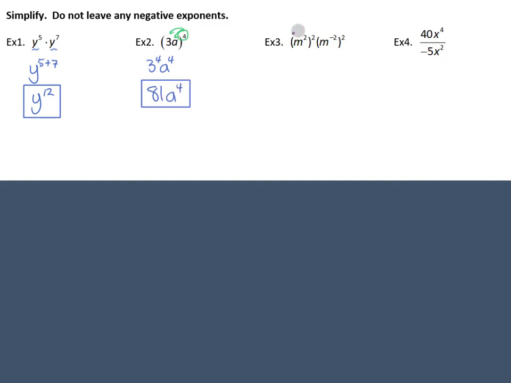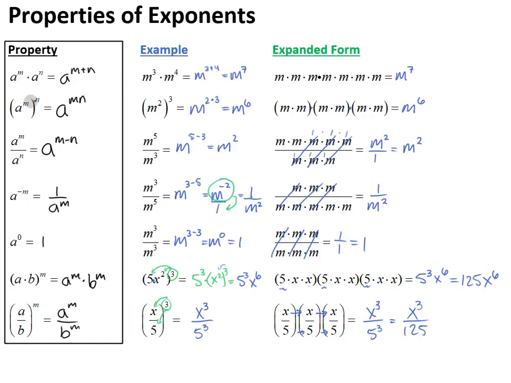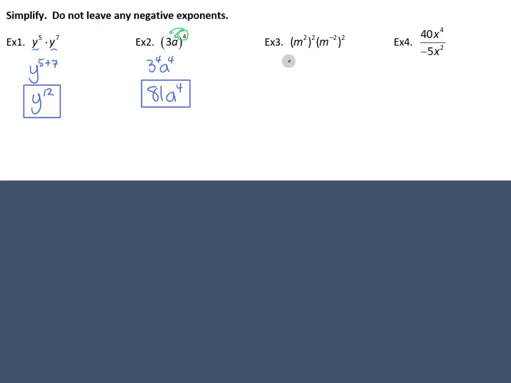Okay, example 3 has a lot of things going on over here, but don't let yourself get overwhelmed. Let's take these one at a time. The first thing I see is we have a power being raised to another power. So let's check our properties. If I have a power raised to a power, we can multiply our exponents. So this first part becomes m to the fourth power.